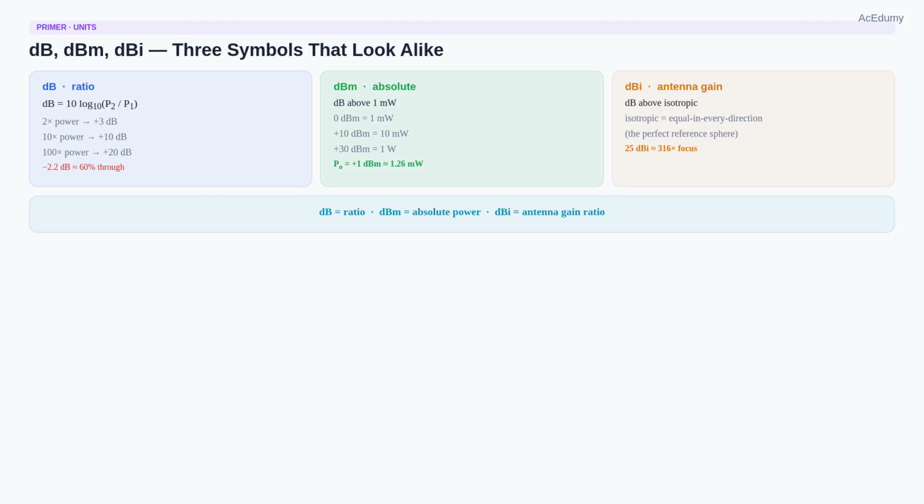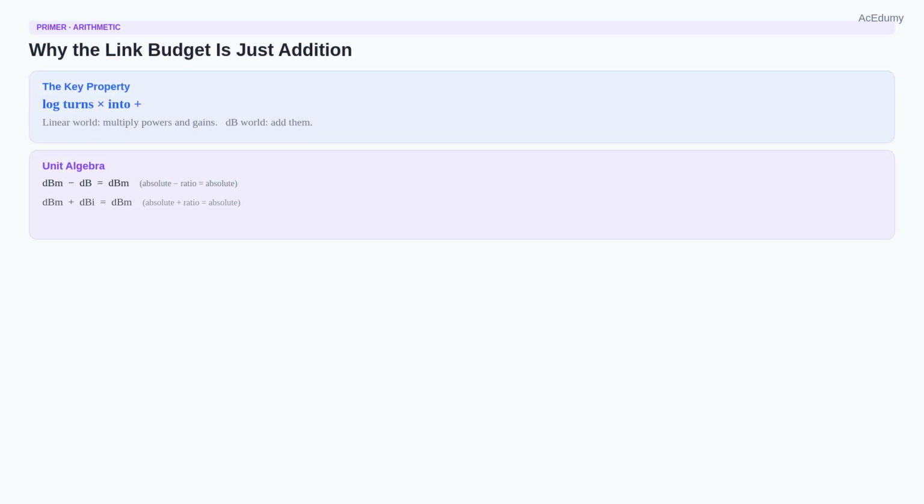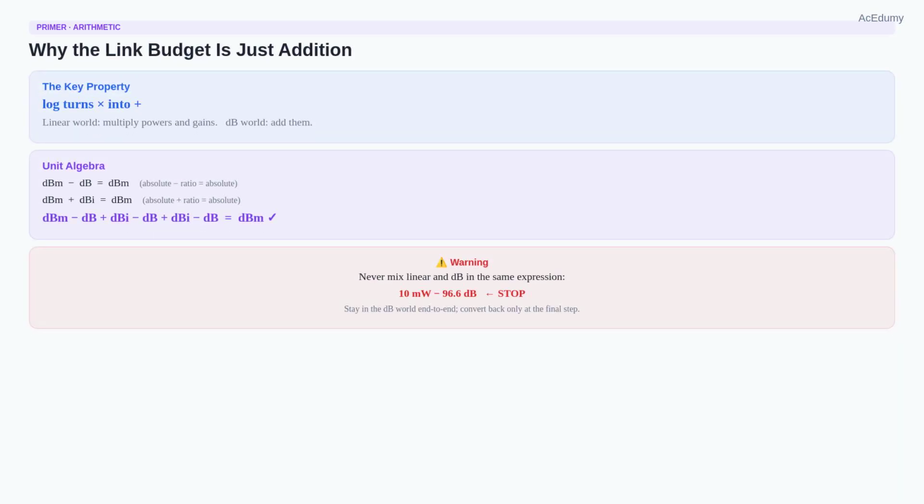dBi is antenna gain, specifically referenced to an isotropic radiator, a perfect sphere that radiates equally in every direction. 25 dBi means the antenna concentrates power about 300 times more than the isotropic reference in its main direction. It is still a dimensionless ratio expressed in dB. Now the trick that makes link budgets simple. Because logarithms turn multiplication into addition, every multiply or divide in the linear world becomes an add or subtract in the dB world.